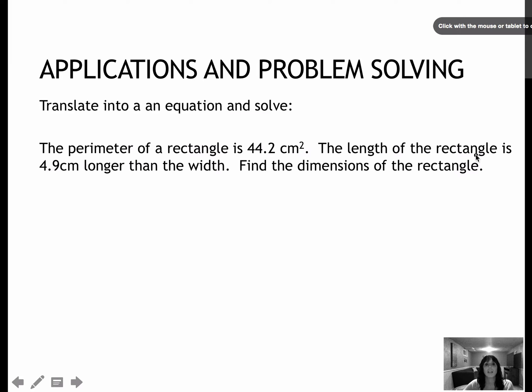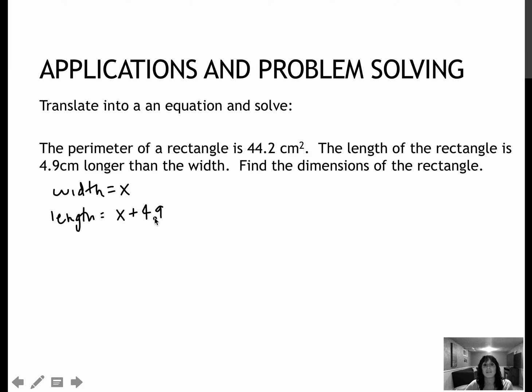So if I know the length is 4.9 centimeters longer than the width, let's call the width x, which means the length would be x plus 4.9 centimeters. So that looks like this. To find the perimeter, I would take 2 times the width plus 2 times the length, and that's going to equal 44.2.